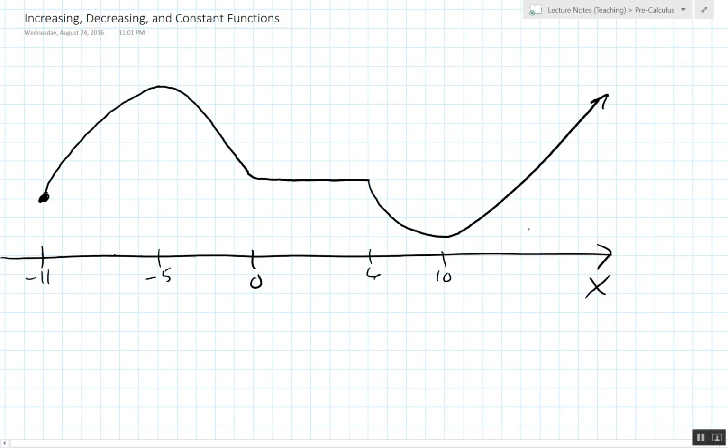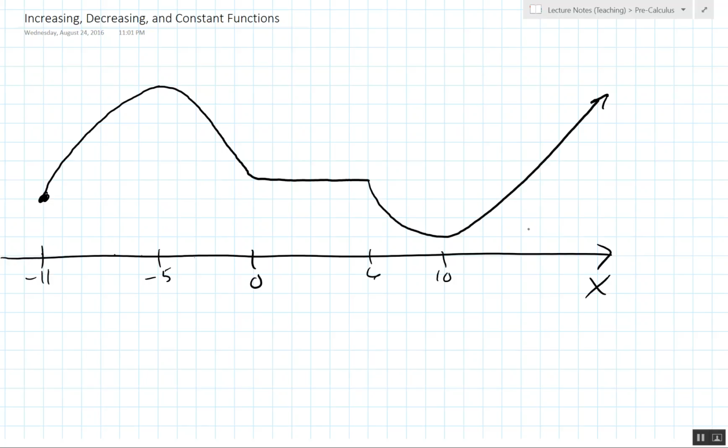Hi everyone, we're back with a new video on increasing, decreasing, and constant functions. So I'm actually going to just use one example that combines all three of these concepts together because it creates a very good analogy for understanding how functions increase, decrease, and are constant.